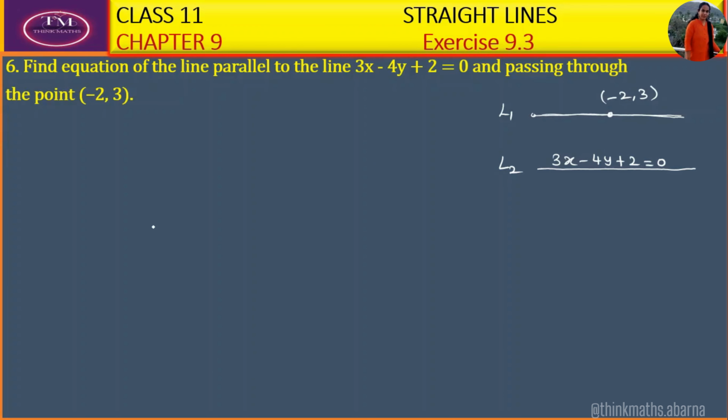Okay. What we know is, if the lines are parallel, the slopes of both L1 and L2 are the same. So if we know the slope and a point, we can find the equation using the slope point form. Now to find the slope, we can change this equation to slope intercept form. Then we can find the slope of this equation.